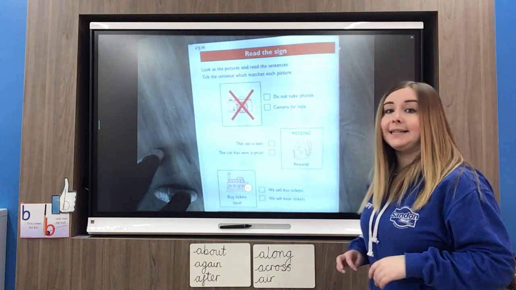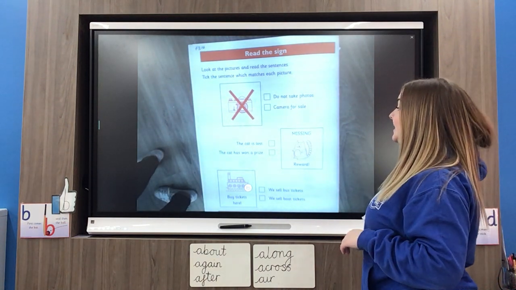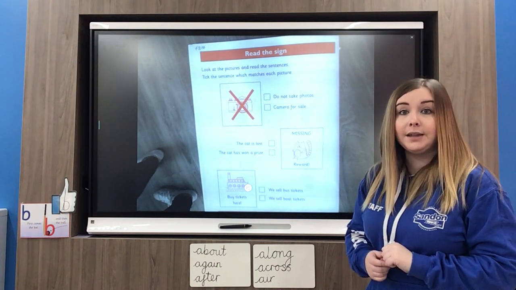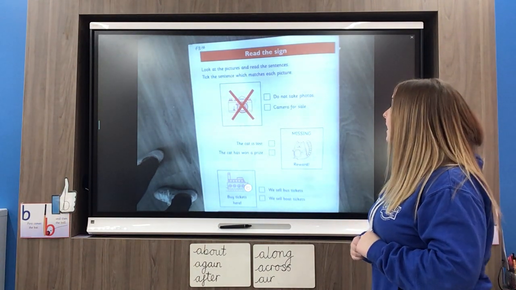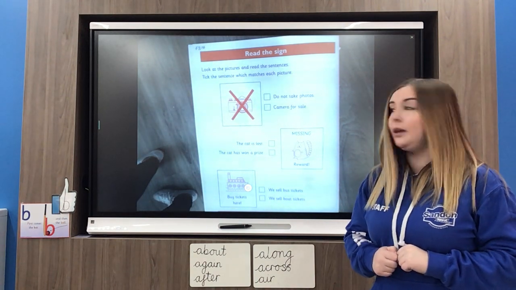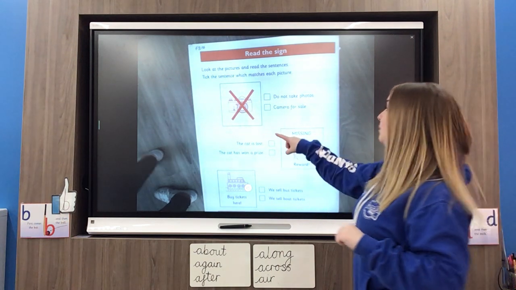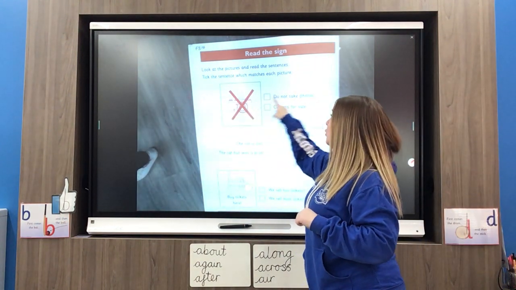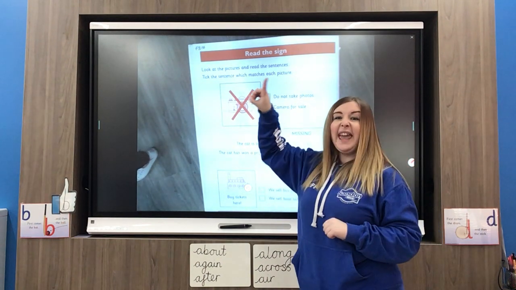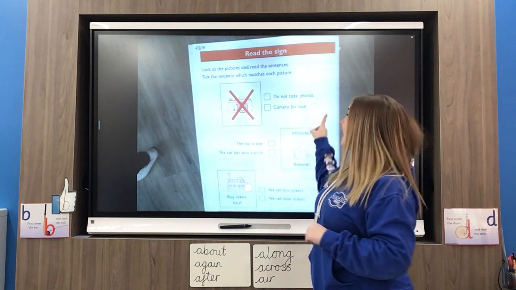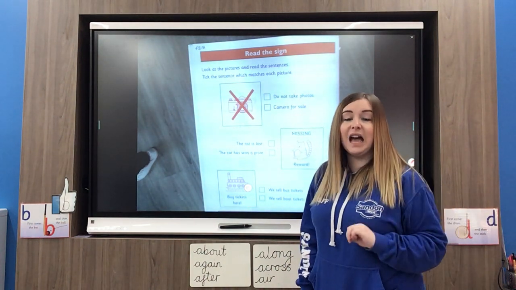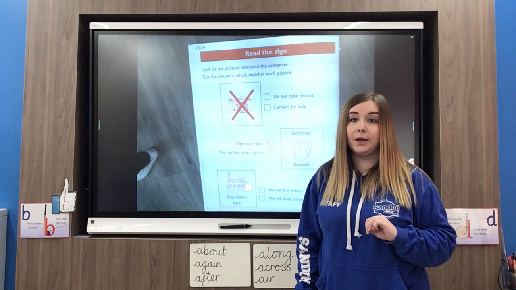So it says, read the sign. Look at the pictures and read the sentences. Tick the sentence which matches each picture. So just like I had on my board, you've got a picture and then you've got two sentences and you've got to read them and put a big tick in the one that matches the picture. And you've got 3 of those to have a go at in your activity booklet today.